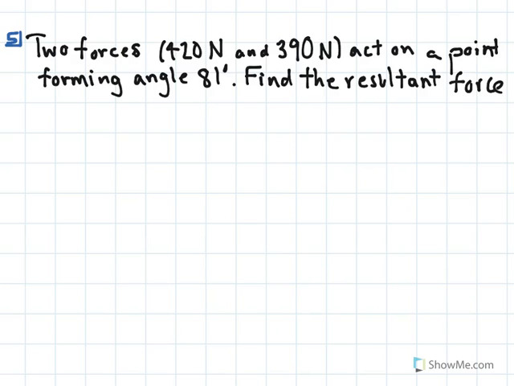In this problem, we're told that two forces are acting on a point, forming the angle 81 degrees, and we want to find the resultant force. So we can just draw that real quick. So we have this force, 390 newtons, and then we have a force of 420 newtons, and together they're forming this angle of 81 degrees. And so we want to find the resultant force.